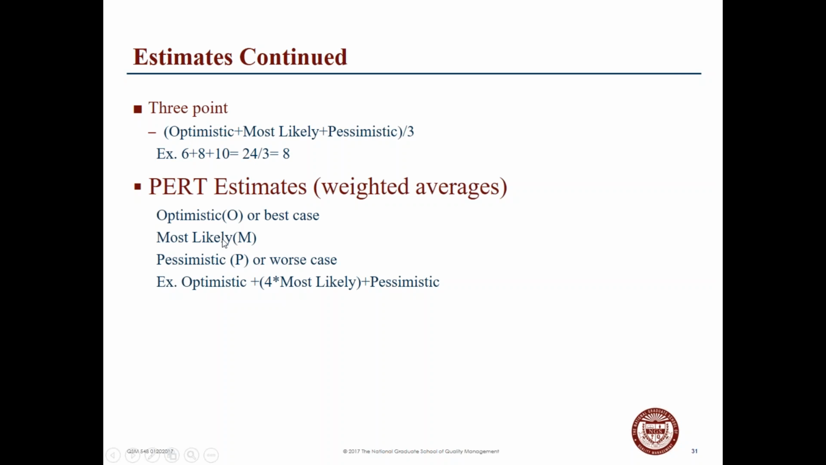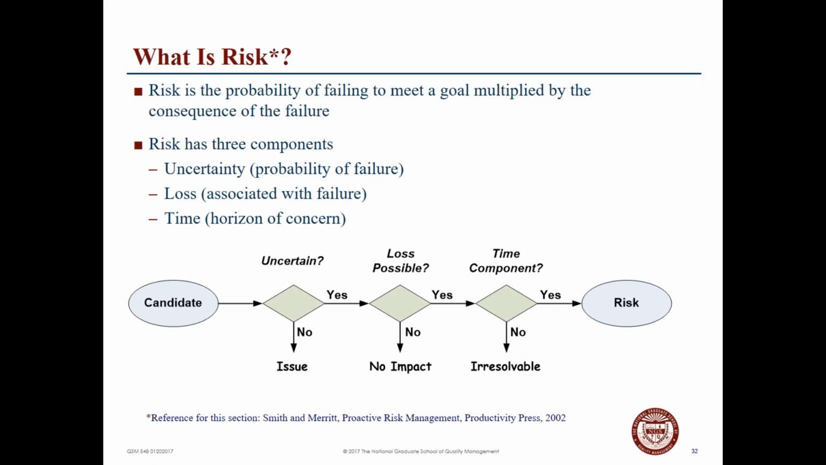The optimistic is the best case. Most likely is more reasonable. Pessimistic is the worst case. So we place an additional value on that. For example, the optimistic plus 4 times the most likely plus the pessimistic then gives you another way of looking at it if we need to do weighted averages, or PERT. So in a project, estimating resources, estimating time, estimating all of that is very important to get you to the resource list that you need for your project.